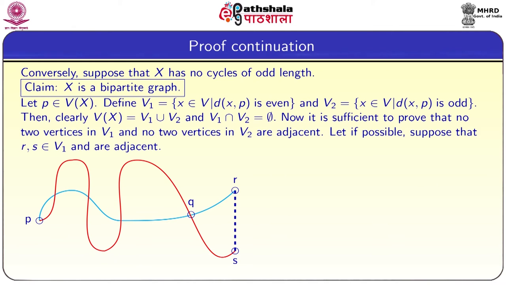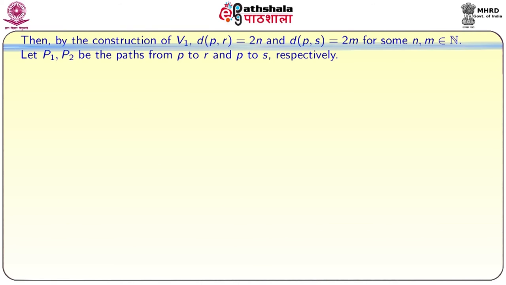Let us suppose that R, S belong to V1 and they are adjacent; then we need to derive a contradiction. If you look at the diagram, here we took P as one vertex and R and S as other vertices, and the dotted line is an edge from R to S. Then by construction of V1, d(P, R) is equal to 2n and d(P, S) is equal to 2m, since V1 is the collection of all vertices at even distance from P, so both are of even length.